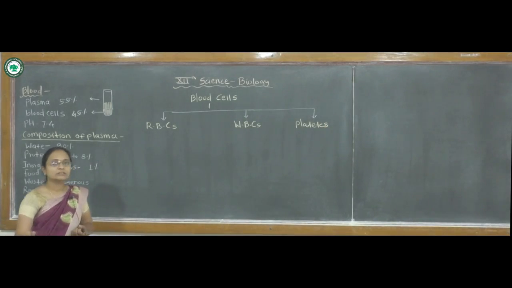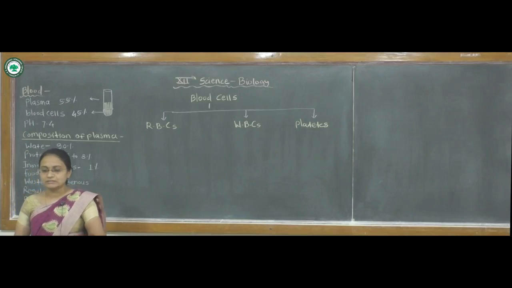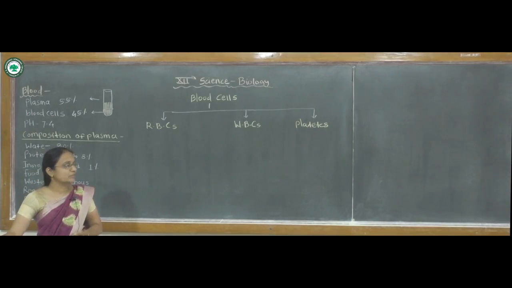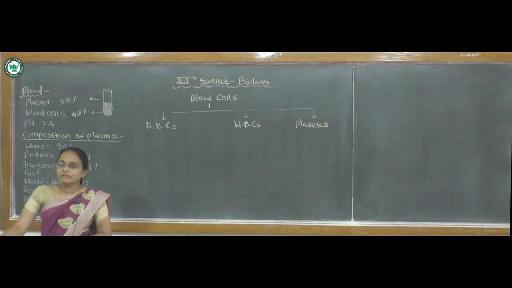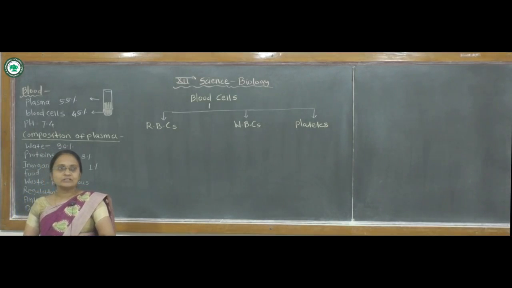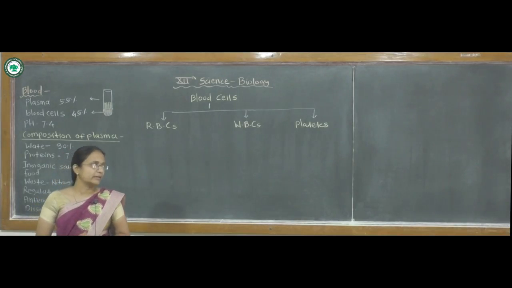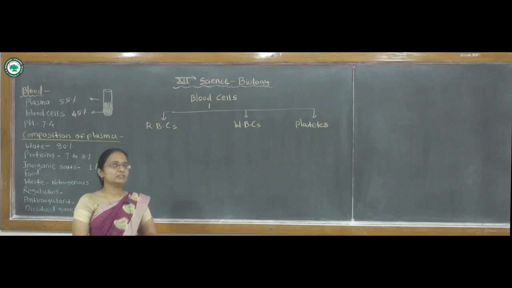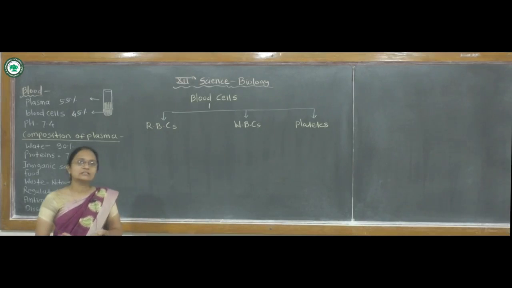Now come towards the first, RBCs. These RBCs are erythrocytes, the most abundant blood cells. They are circular, biconcave and without a nucleus. That is the characteristic feature of this cell. All the other cells have a nucleus, but RBCs are without a nucleus.